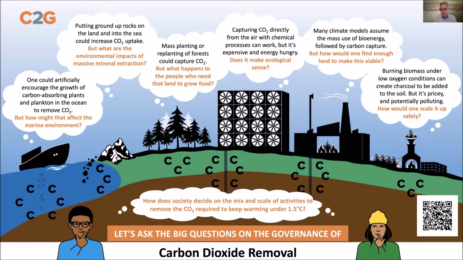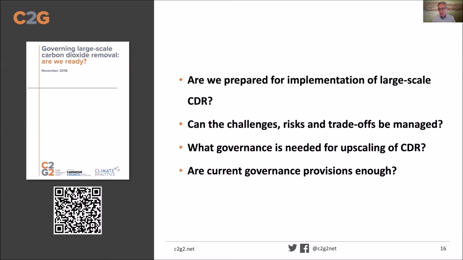So fundamentally, the governance challenge is how does society decide on the mix and the scale of activities to remove the CO2 which is required to keep warming under 1.5 or 2 degrees? Because even at 2 degrees, we will have to remove carbon. If we can't manage that, we won't get to 2 degrees, at least with our current understanding and knowledge. So it is how to make those decisions, find the questions and have the processes in place. That was the kind of questions.